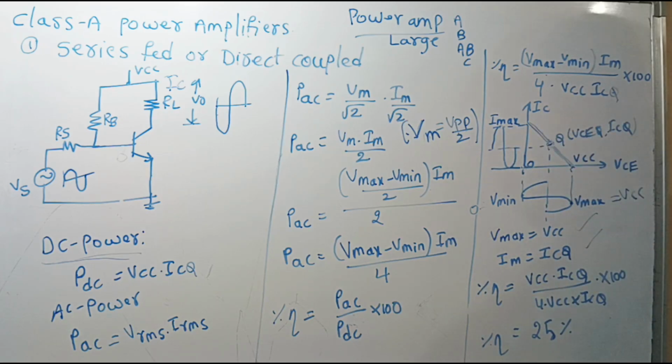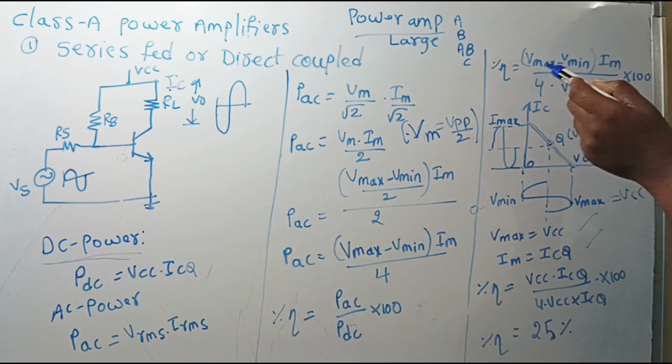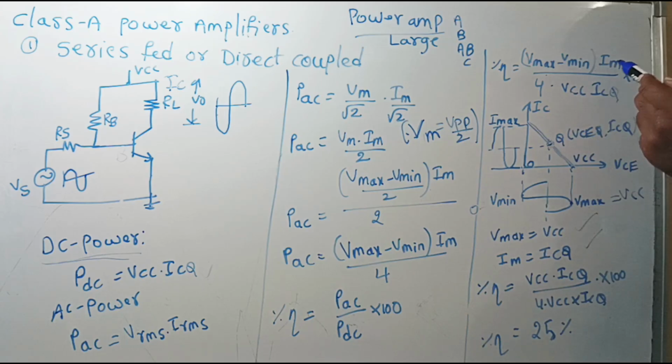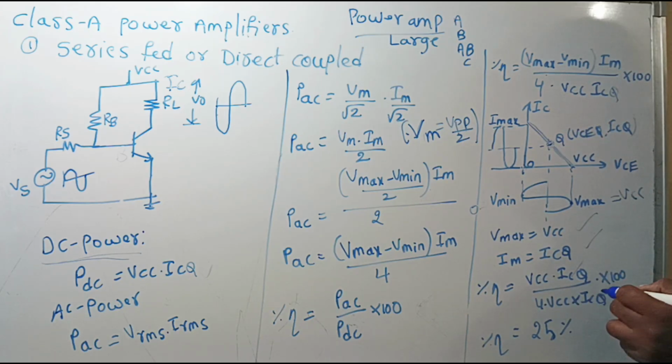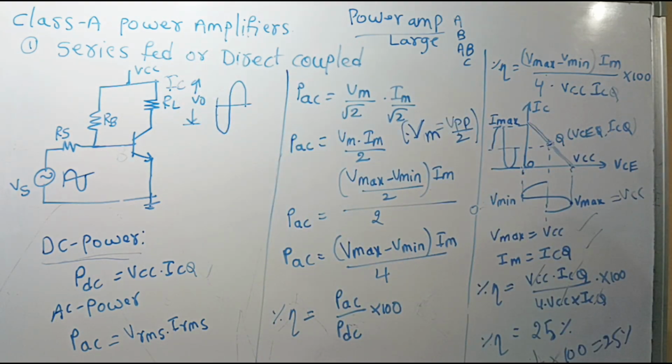If you substitute all those in the above equation, V maximum is VCC minus V minimum 0, into ICQ by 4 into VCC into ICQ, into 100. So ICQ and VCC get cancelled. Then 1 by 4 into 100 is nothing but 25%. For the series fed or direct coupled Class A power amplifier, the efficiency is 25%.